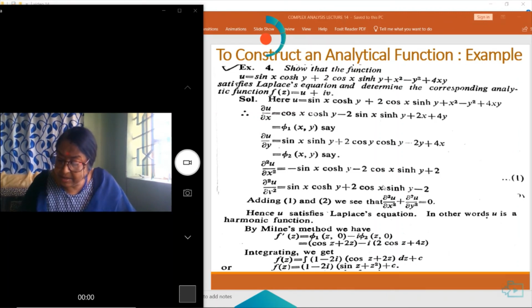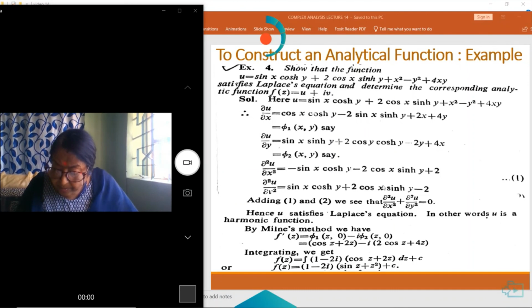So this is the method of how to construct an analytic function in the form u + iv.